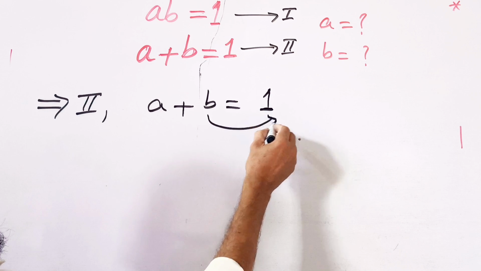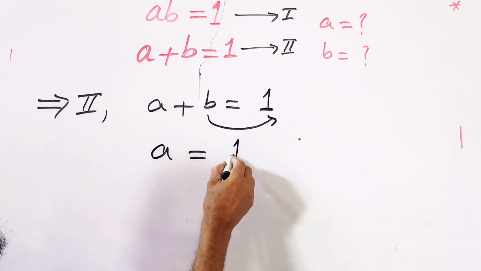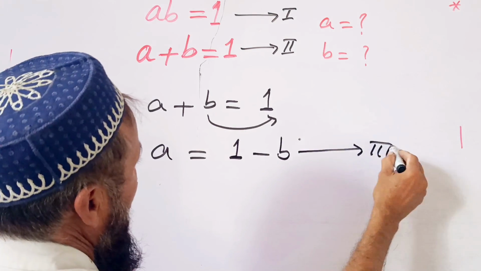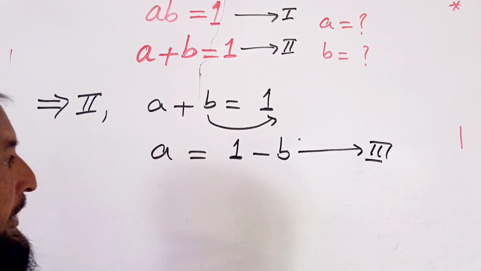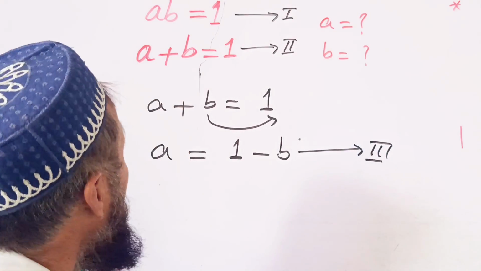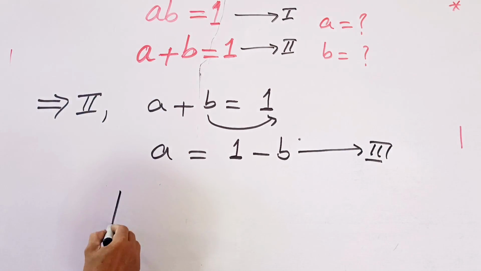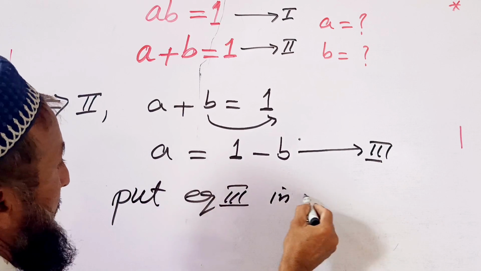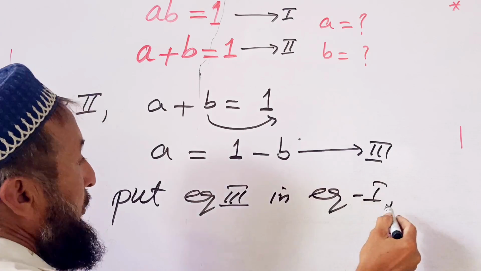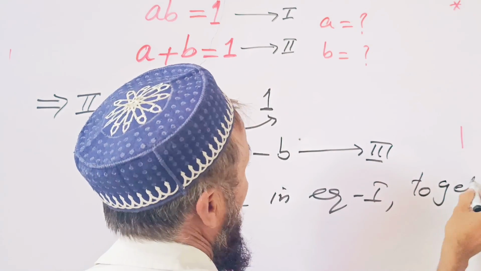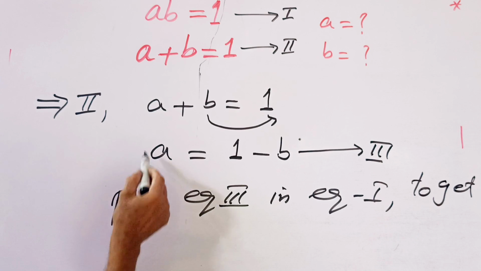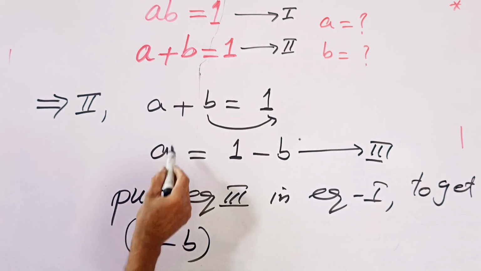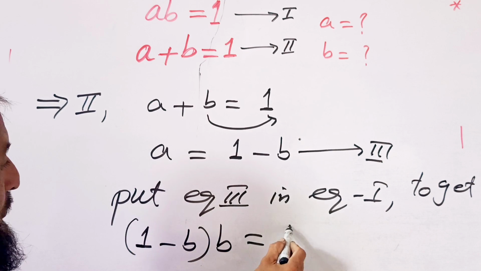Now we change this: A is equal to 1 minus B. So we call this the third equation. Now we substitute the result of equation number third into equation number first. So put equation third in equation number first to get, in the place of A we put 1 minus B, multiplied by B is equal to 1.